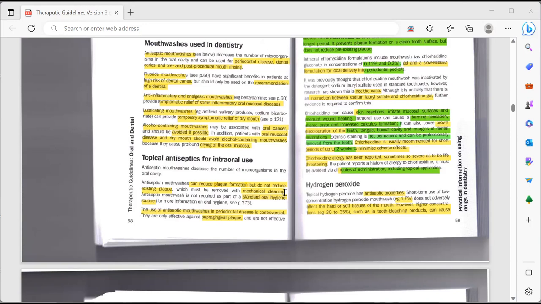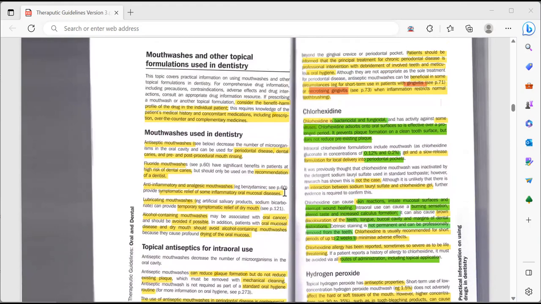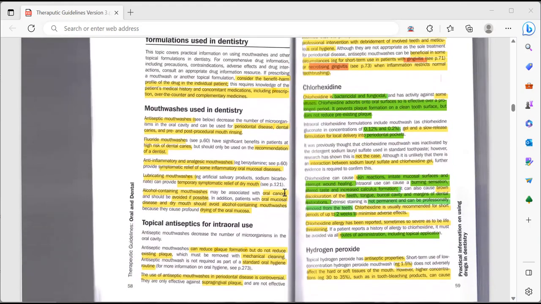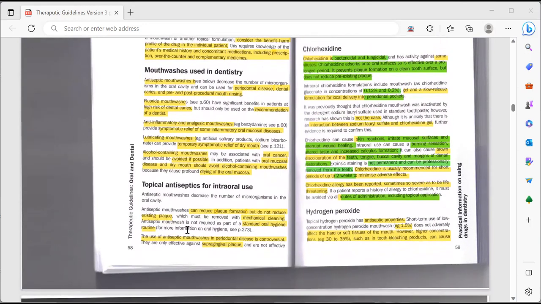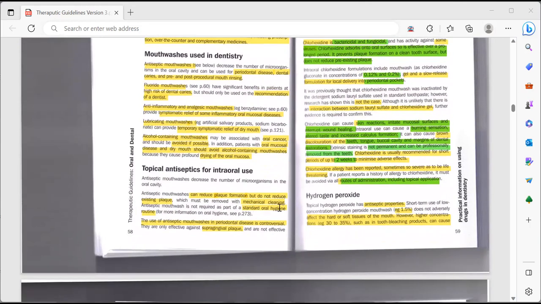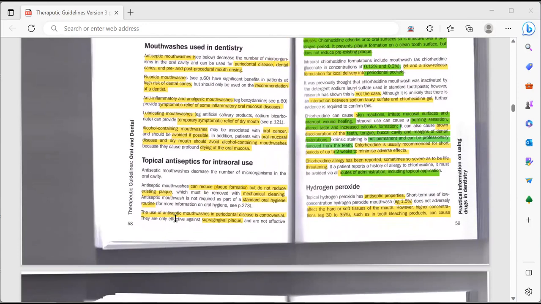You need to clean the patient with either the ultrasonic or the hand scaler, whichever it is, and then as an additional measure you can prescribe chlorhexidine for some time, like for 2 weeks, I believe, but I'm not 100% sure. Either it is 1 week or 2 weeks, because there is a disadvantage that it can stain the teeth. Okay. Antiseptic mouthwash is not required as a part of the standard oral hygiene routine. It is not required that you rinse your mouth daily with chlorhexidine. It is only required in certain situations and for a limited time.